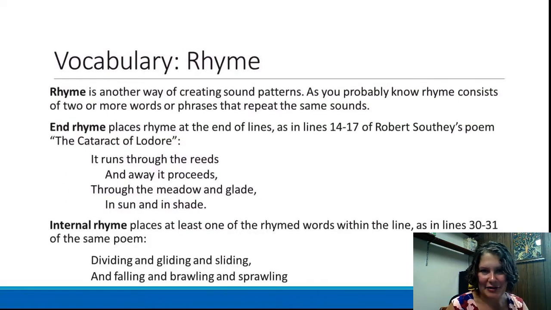The next kind of sound pattern I want to talk about is rhyme. You're probably reasonably familiar with rhyme. As you know, it's two or more words or phrases that repeat the same sounds. The most common kind of rhyme, which you're probably most familiar with, is end rhyme. This is when there's rhyme at the end of poetic lines. I give you this example here from lines 14 to 17 of Robert Southey's poem, The Cataract of Lodore.